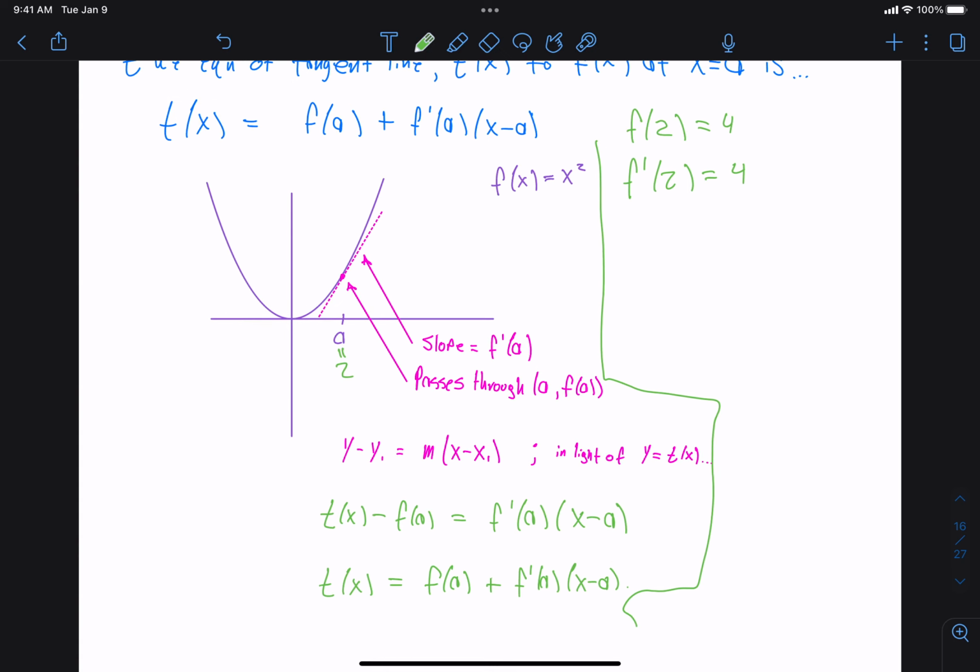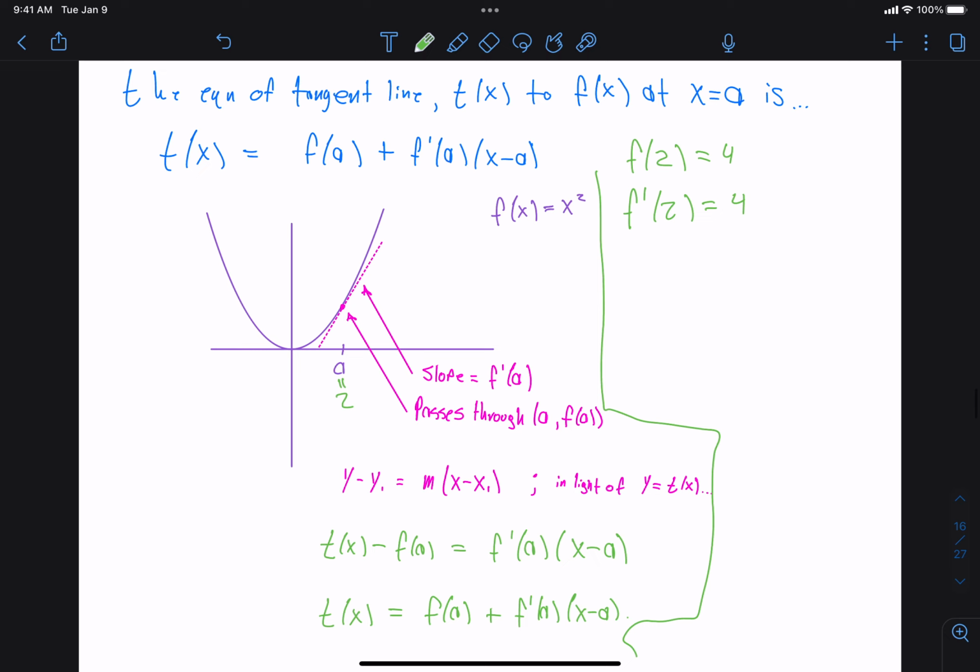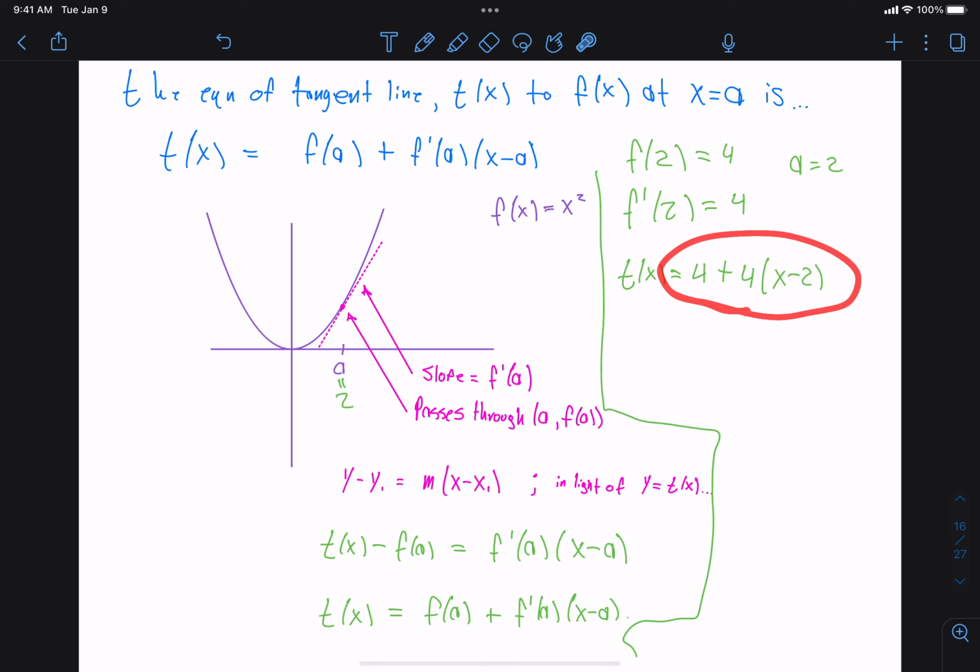Well, we can make the equation of the tangent line by just plugging in these values. I know that A is equal to 2, so I have f of 2, f prime of 2, and A is equal to 2. So t of x, in this case, is going to be equal to 4 plus 4 times x minus 2. And now maybe this is a little bit more familiar to you as the equation of a line.